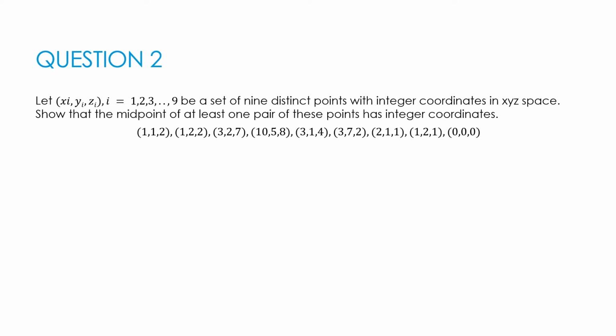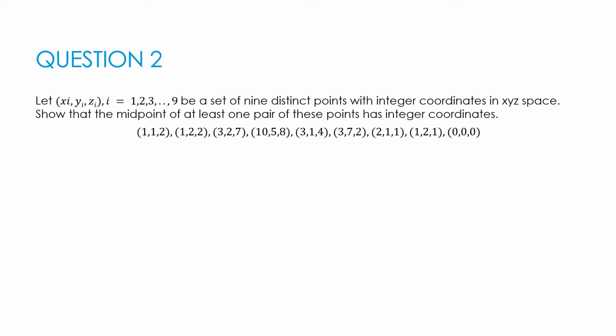Question 2, and yes, these get harder as we go. Question 2, we have a set of 9 distinct points with integer coordinates in XYZ space, so three-dimensional. Show that the midpoint of at least one pair of these points has integer coordinates. Now, of course, I could go through and find the midpoints of all of these points, but let's go about this in a mathematical way instead of a plug and chug kind of way. What do we know about integer coordinates? Actually, let's start with what do we know about the midpoint?